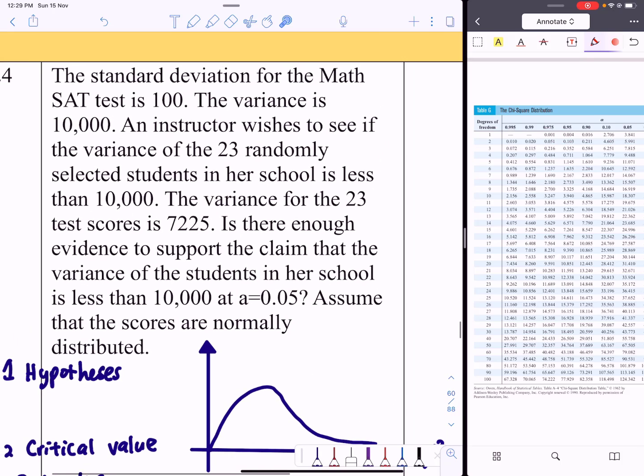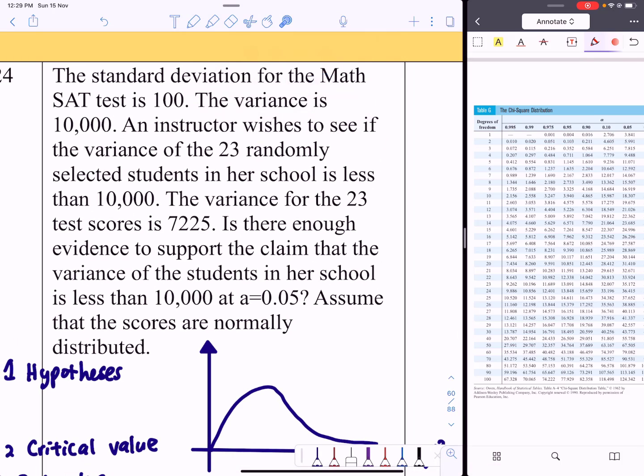Here, kita baca sekali lagi lah. Standard deviation for the math test is 100. Variance 10,000. Wish to see if the variance is less than 10,000. Kan? Perkataan ni very important. Kalau tak ada less, tak ada greater, then we assume not equal. But the question itself has less. Dia ada perkataan less tu. Jadi maksudnya dia on the left tail. Left tail, bahagian kiri.